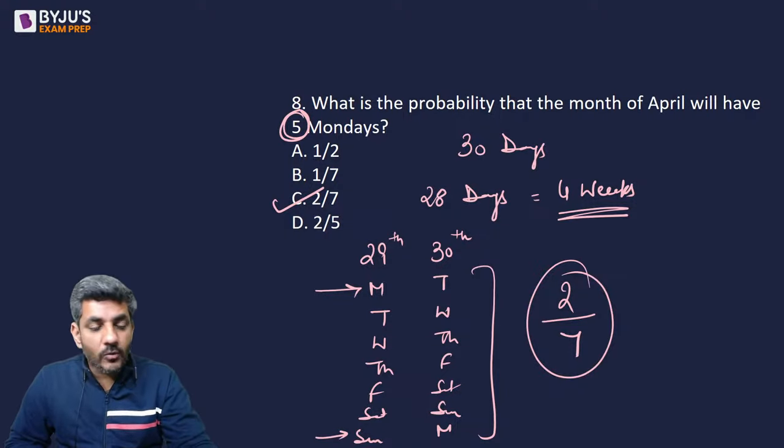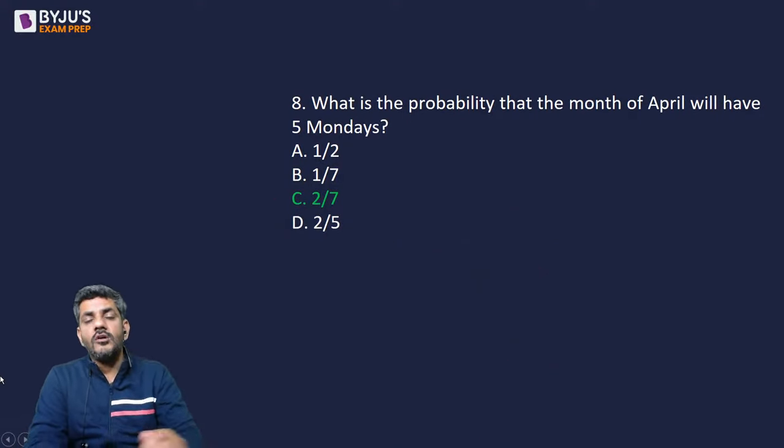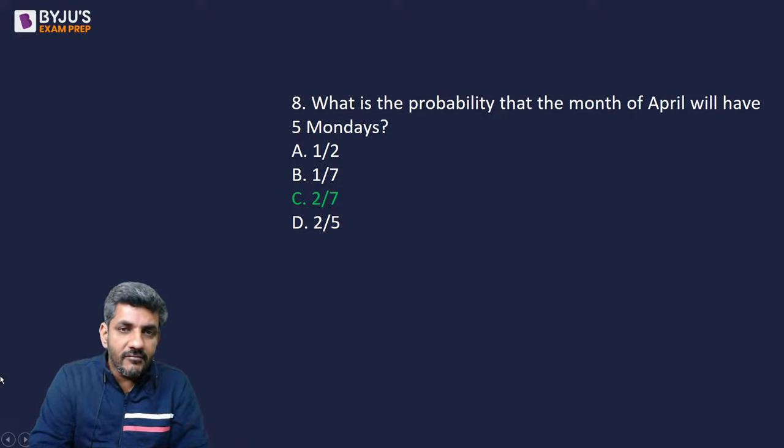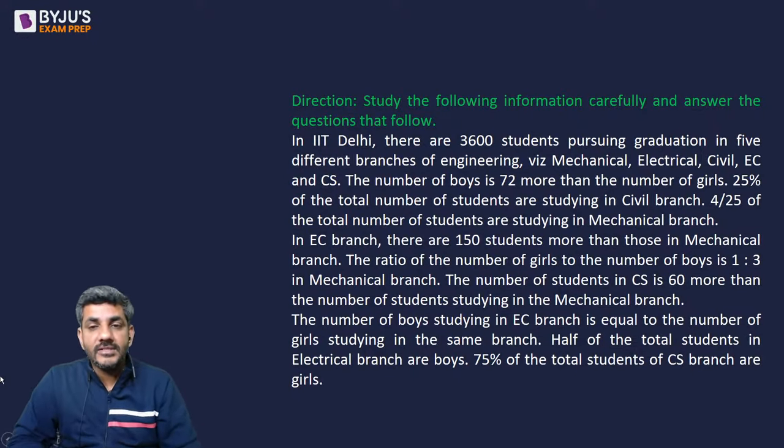These were the 8 questions which were based upon quantitative aptitude of CMAT. And now we move on to a DI based set, which has got a long data, of course. So you all have to read it once, and after that we shall start solving it.